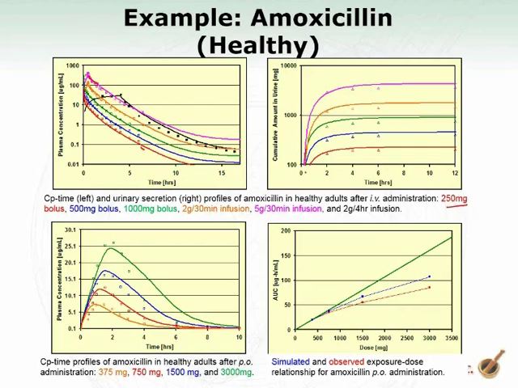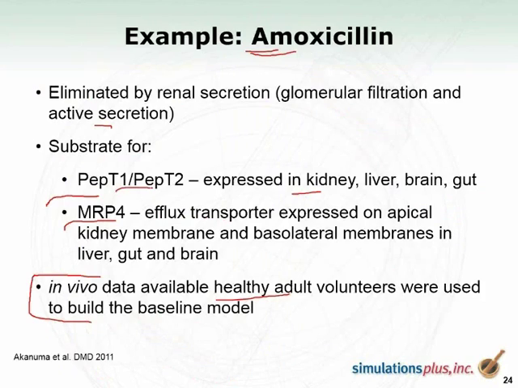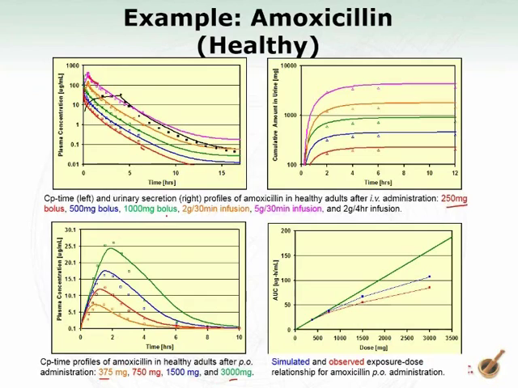Some of these studies also reported the cumulative amount of amoxicillin excreted in urine. And we also had oral data, again, for a variety of doses ranging from low to very high dose with nonlinear dose exposure. So we did have plenty of data in healthy adults to calibrate the model to fit all of the necessary kinetic parameters for the transporters.